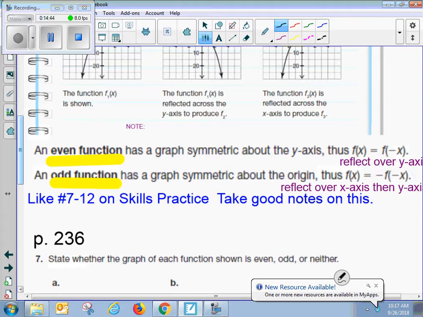Okay, so let me show you the example. On your homework, you actually have two that look like they could either be odd or neither. They both go through the origin. So once you establish that, it's still going to be odd or neither. It still has to be symmetric about the y and x axis. So it's like all those steps.